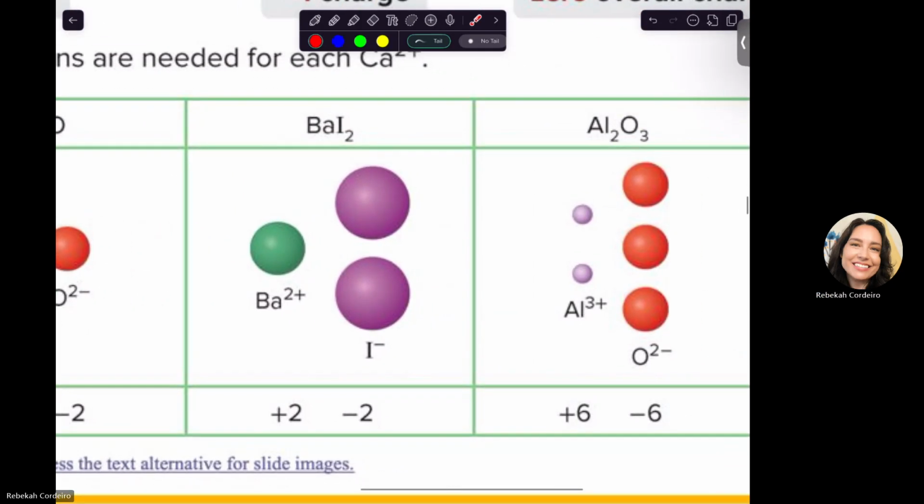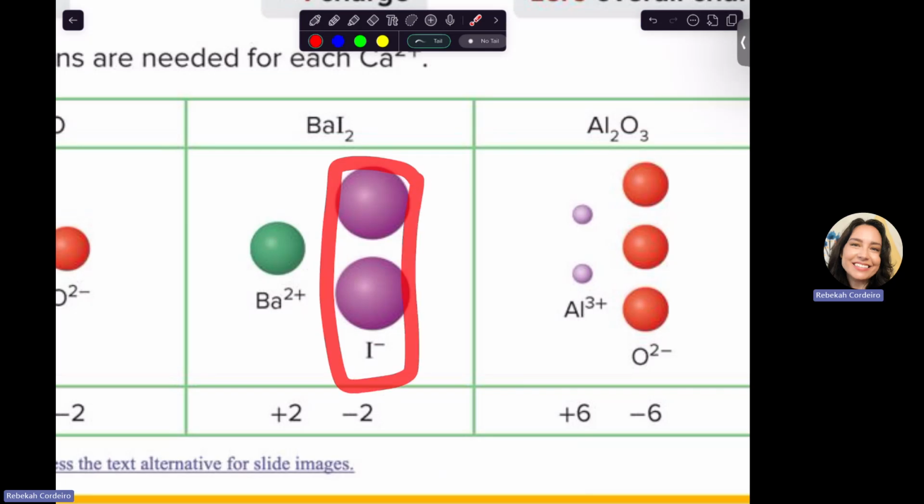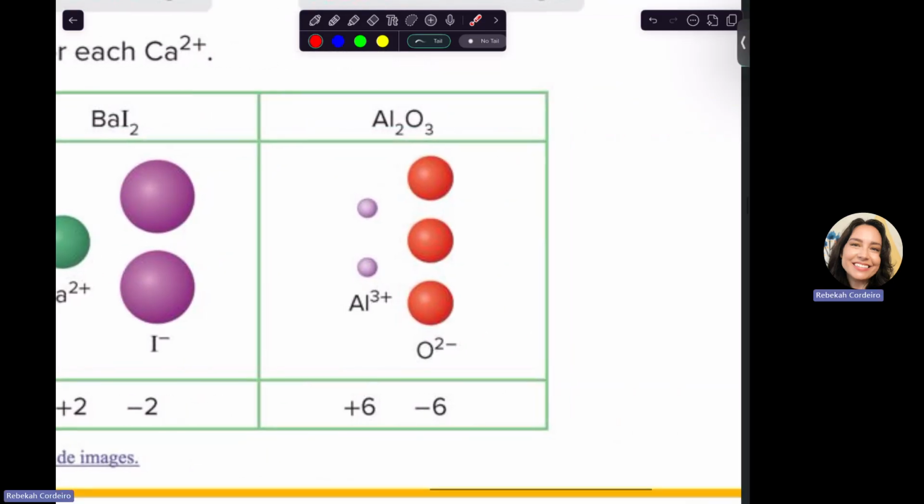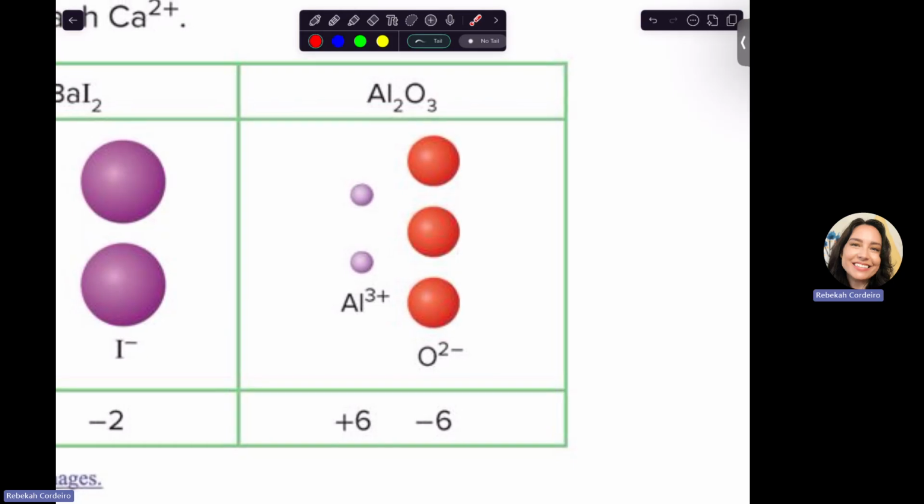Here, if barium is +2 and iodine is -1, we need 2 -1s to cancel out a +2. So I say BaI2 in my formula. So total charge for iodine is -2 because there are 2 -1s. Total charge for barium is +2 because there's 1 +2. Don't try to overthink this. This next one is a little bit more difficult.